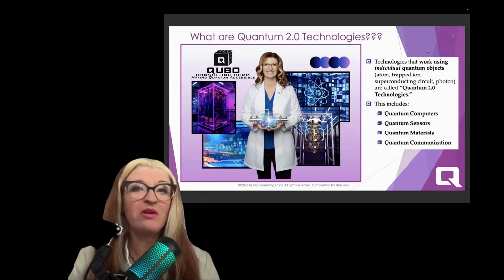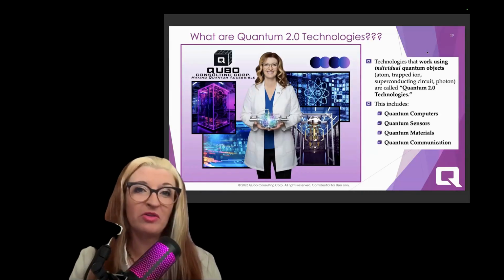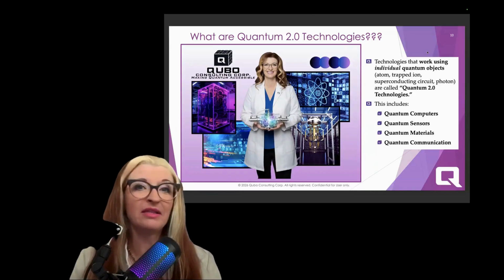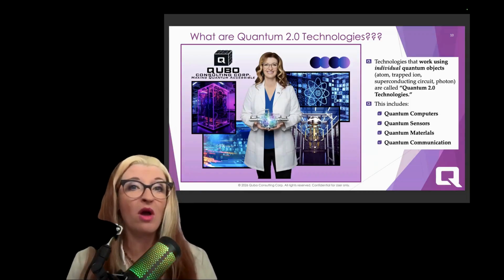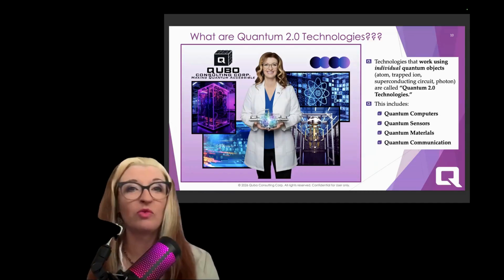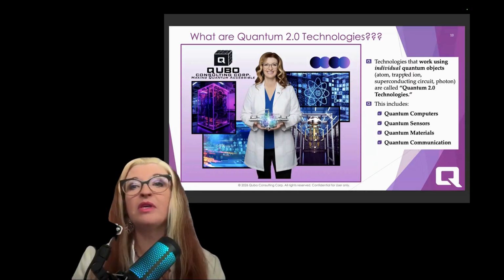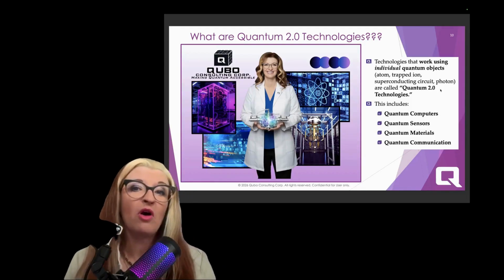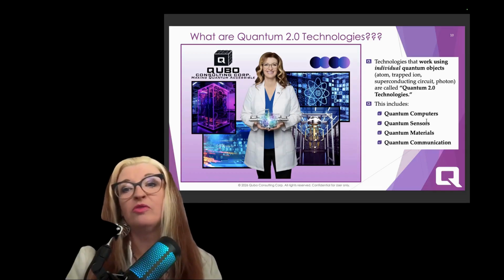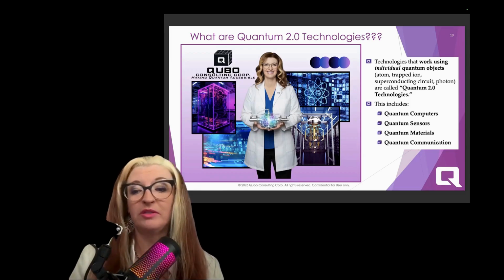So what are these 2.0 technologies? So now when we start to use individual particles to do the computing, the sensing, the communication, even designing new materials at the quantum level, right? This is where we're crossing into the second revolution. And so things like atoms, trapped ions, superconducting circuits, we'll hear about that more soon, and photons. These are all things that we can use to do these operations, and they're called quantum 2.0 technologies.